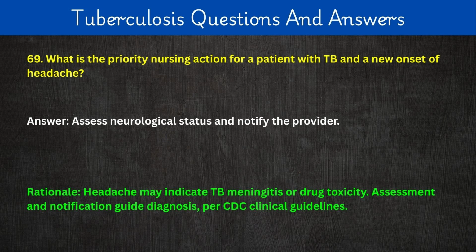69. What is the priority nursing action for a patient with TB and a new onset of headache? Answer: assess neurological status and notify the provider. Rationale: headache may indicate TB meningitis or drug toxicity. Assessment and notification guide diagnosis, per CDC clinical guidelines.